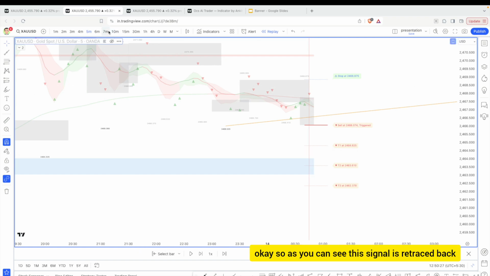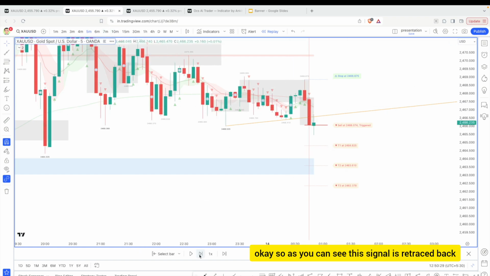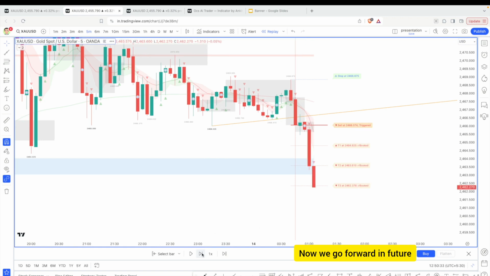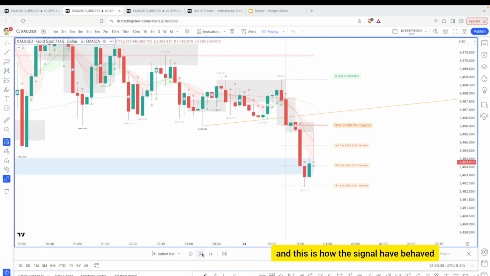Okay, so as you can see, this signal is retraced back. Now we go forward in future and this is how the signal has behaved.